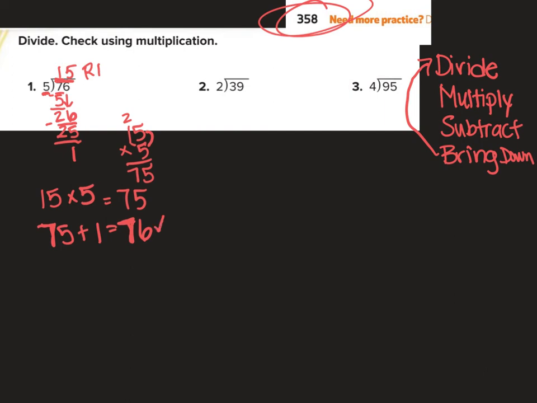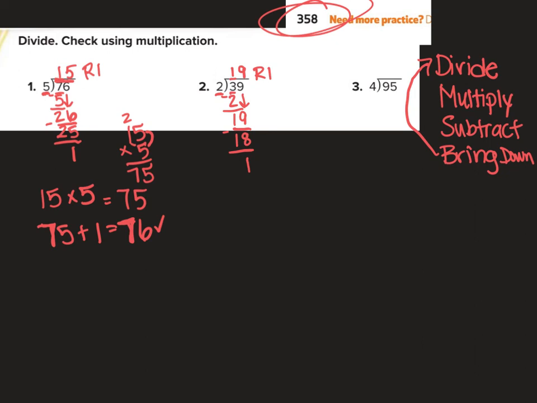Ready? Divide. 3 divided by 2 is 1. Multiply. 2 times 1 is 2. And subtract. Bring it on down. And bring it on back to divide. 19 divided by 2 is 9. Multiply. 2 times 9 is 18. And subtract. Equals 1. There's nothing else to bring down, so we are done. Remainder of 1.